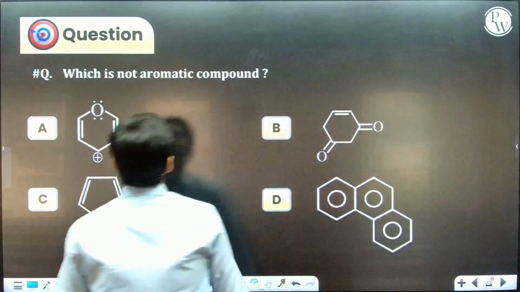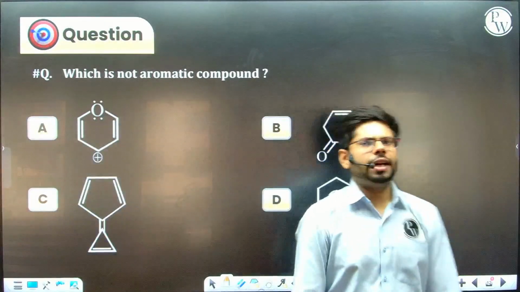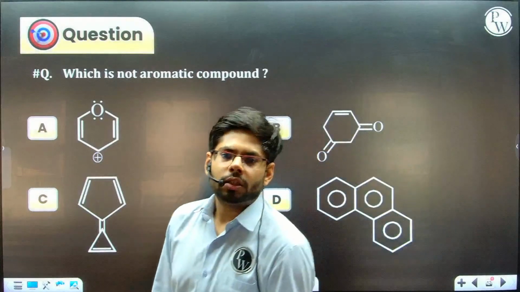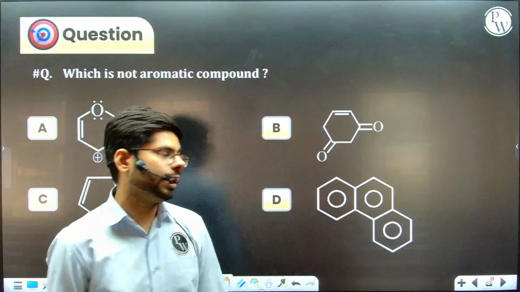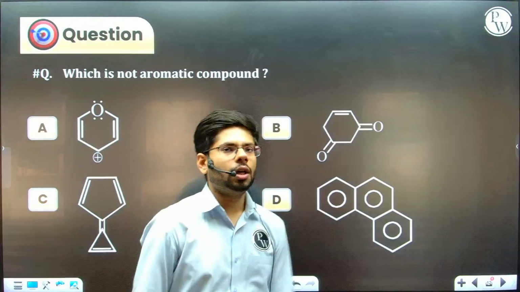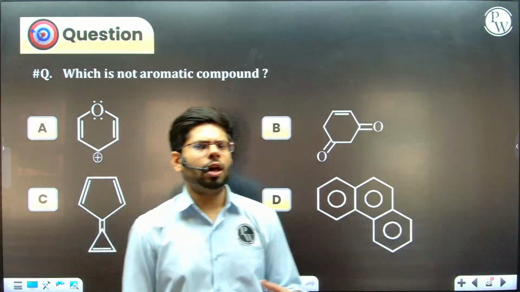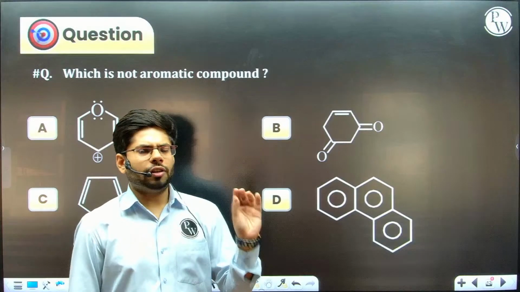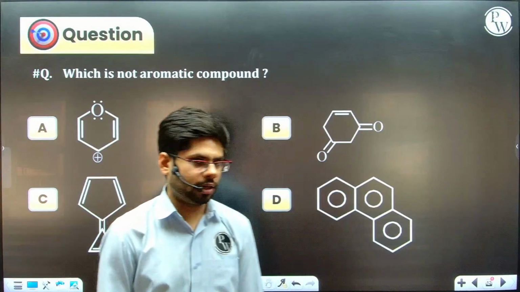Which is not an aromatic compound. Alright, now one very easy technique is to check the hybridization of every atom of the ring. I mean, this is the first step which you should follow when such a question appears. Any question based on aromaticity, non-aromaticity, anti-aromaticity should be tackled in this way. The first step is to check the hybridization of every atom of the ring.